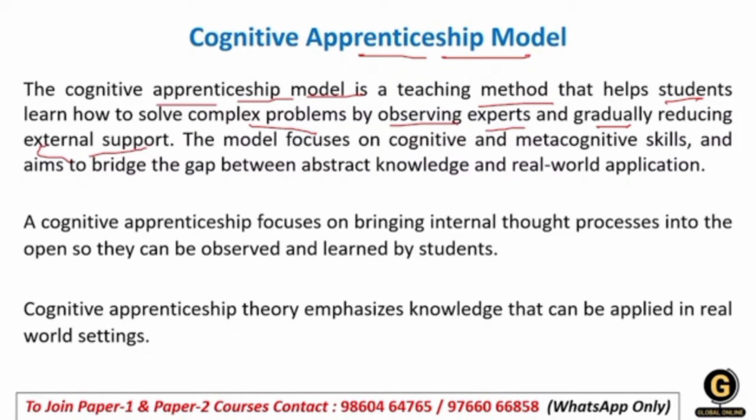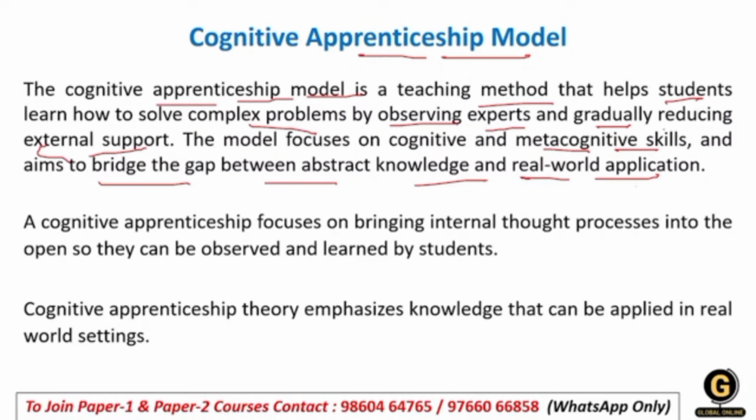The model focuses on cognitive and metacognitive skills and aims to bridge the gap between abstract knowledge and real world application. So the cognitive apprenticeship model is a teaching method which helps students to develop their cognitive or thinking ability to that level. They will start using their cognitive skills and metacognitive skills, and they will also be able to bridge the gap between abstract knowledge and real world application. This is the cognitive apprenticeship model.